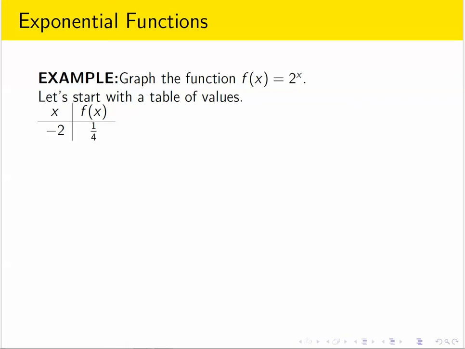And we can do that for several more values. If I plug in a -1 for x, 2 to the -1 is the same as 1/2. If I plug in a 0 for x, 2 to the 0, well, anything that we raise to the power 0, any positive number we raise to the power 0, will give us the value 1. So when we plug in a 0, we get out a 1. 2 to the 1 is 2. And 2 to the 2 is 4.